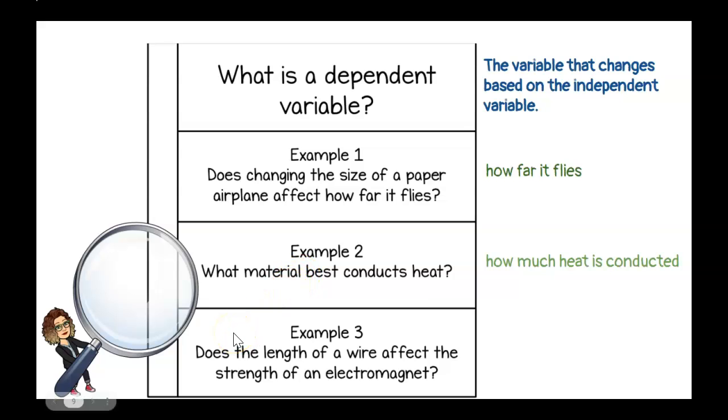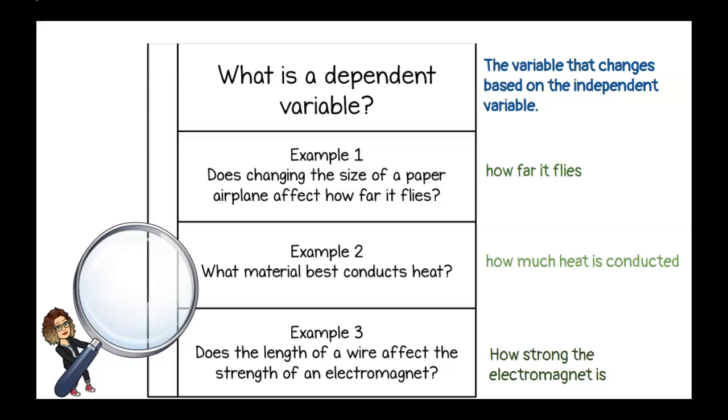All right. Does the length of a wire affect the strength of an electromagnet? Well, we're testing length of wire. So what is our dependent variable? It's going to be how strong the electromagnet is. All right. So this is depending on the length.